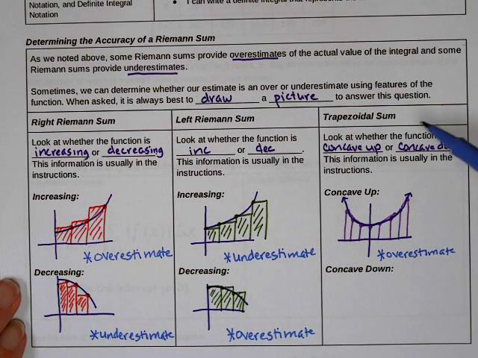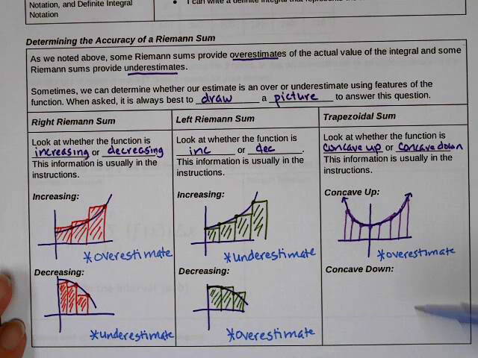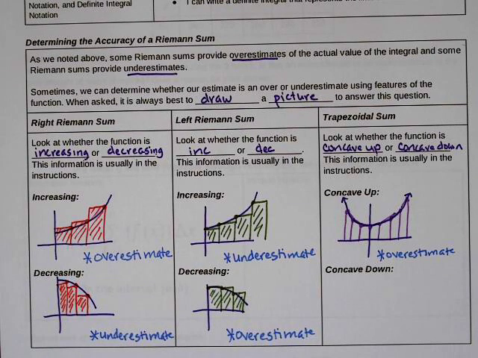So if I have a trapezoidal sum and I have a function that is concave up, I'm going to get an overestimate. Again, I know it's a little hard to see. The concave down one is actually easier to see. So let me show you that one real quick.